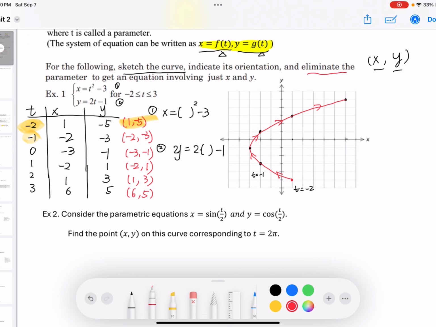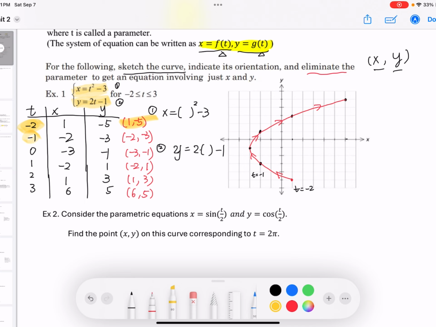And how to eliminate the parameter t? We want the equation to only have x and y values, the equation between x and y. So we can use the substitution method. Let me highlight the relationship. How to list the relationship between x and y? We can use the substitution method.